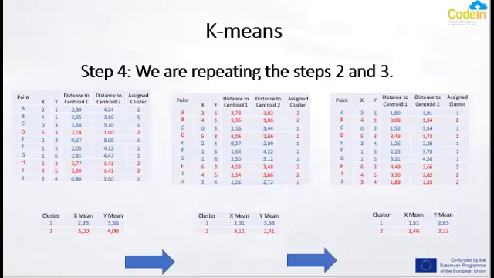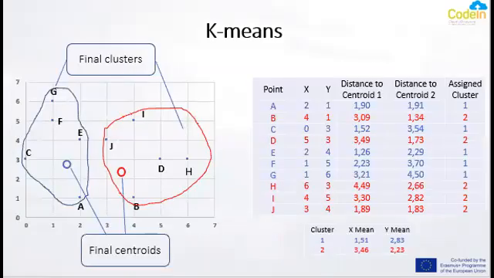We repeat the process of assigning points to clusters and updating centroids until the clusters no longer change. In this case, the algorithm converges after 3 iterations. The final result is 2 clusters. Cluster 1 contains points A, C, E, F, and G, and cluster 2 contains points B, D, H, I, and J.